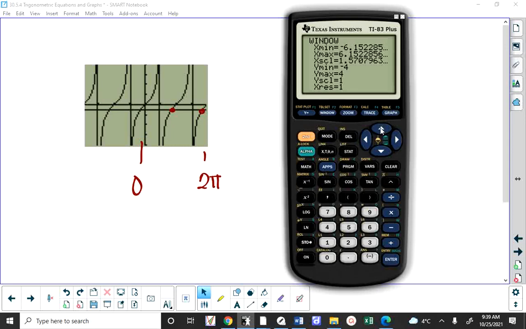X max currently says 6.15. Well, that's not 2 pi. 2 pi is 6.28, but it's close to 2 pi. I'm just going to say I want to go up to 4 pi. So I enter 4 pi. I hit enter. I don't care about anything in the negative range. In fact, I probably don't even care about up to 2 pi, but I'm going to put it anyway. So I'm going to go 0 to 4 pi, graph.